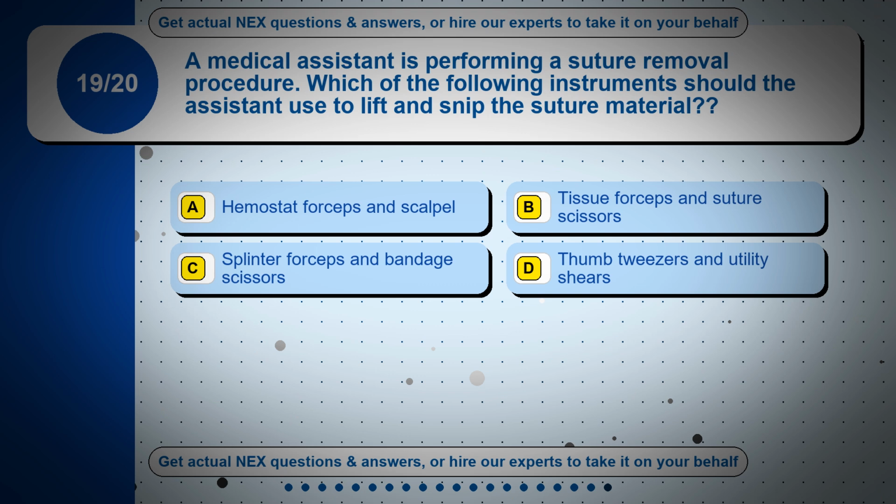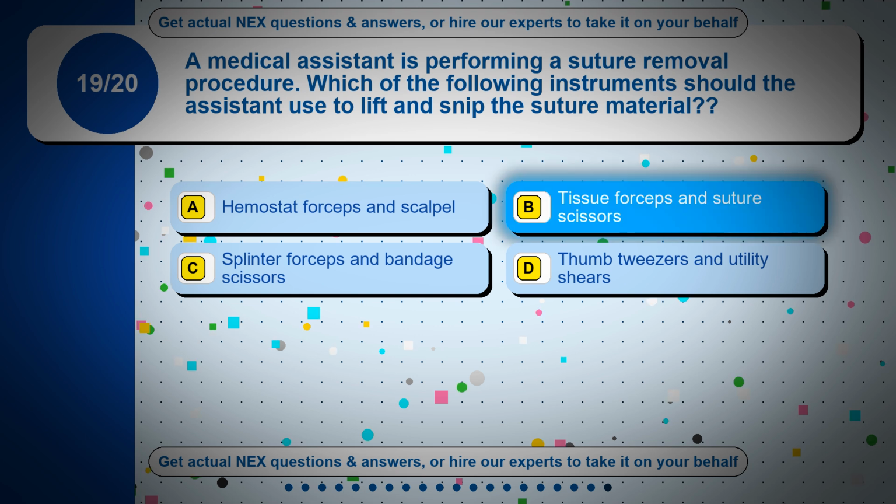Question 19. A medical assistant is performing a suture removal procedure. Which of the following instruments should the assistant use to lift and snip the suture material? Option A, hemostat forceps and scalpel. Option B, tissue forceps and suture scissors. Option C, splinter forceps and bandage scissors. Option D, thumb tweezers and utility shears. The correct answer is option B. Tissue forceps and suture scissors.